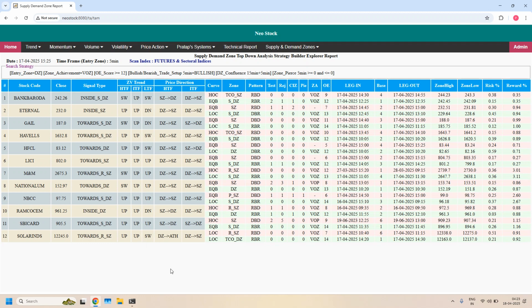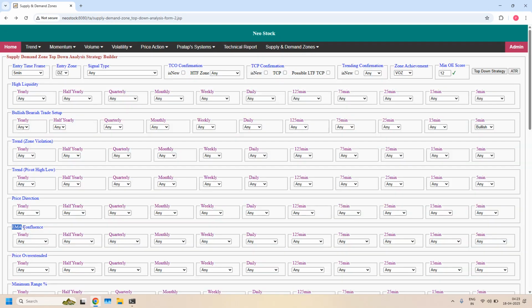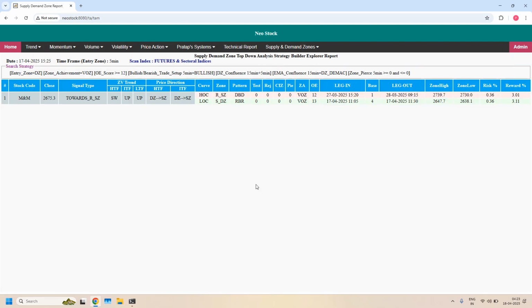If any of the 15 minutes demand zones are having daily EMA confluence, then those zones might be having even more high probability to get success. Let us filter in the EMA confluence at 15 minutes time frame, checking any of the 15 minutes demand zones are having daily EMA confluence. With this filter, we got one stock.